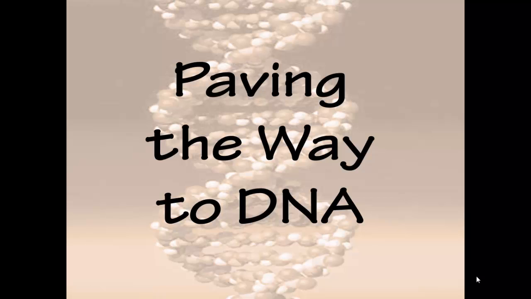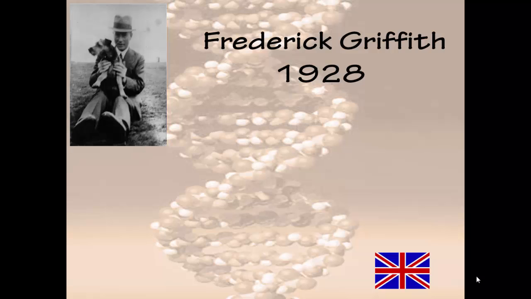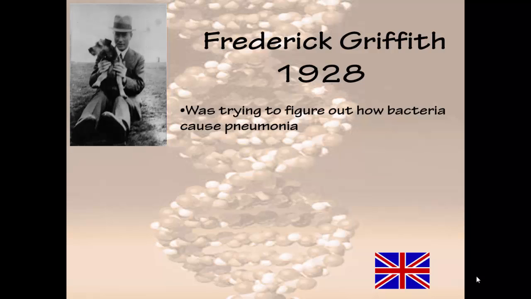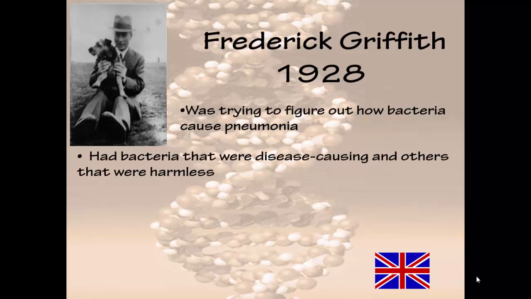All right, we're going to start today by talking about what led up to the discovery of the structure of DNA. So there's a guy named Frederick Griffith who did his work in 1928. His deal was that he was trying to figure out how bacteria cause pneumonia. People were having pneumonia, they knew it was bacteria, but they didn't know how or what was going on.